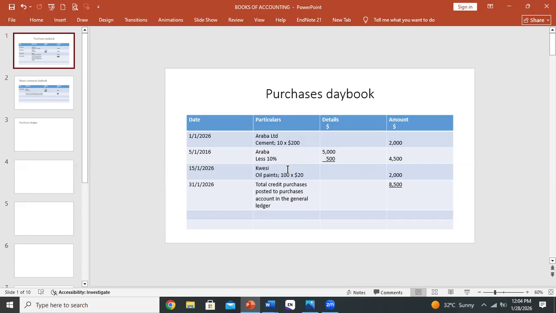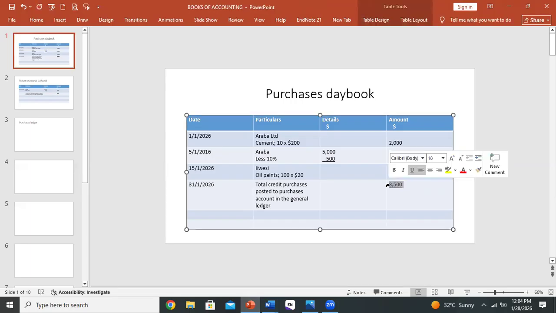Now this is purchases. If you purchase from Araba, what entry would you make in Araba's account? You credit. But the total, which is 8,500, goes into the purchases account. In the purchases account, what entry are we supposed to pass? A debit entry, because when you purchase goods, you debit your purchases.